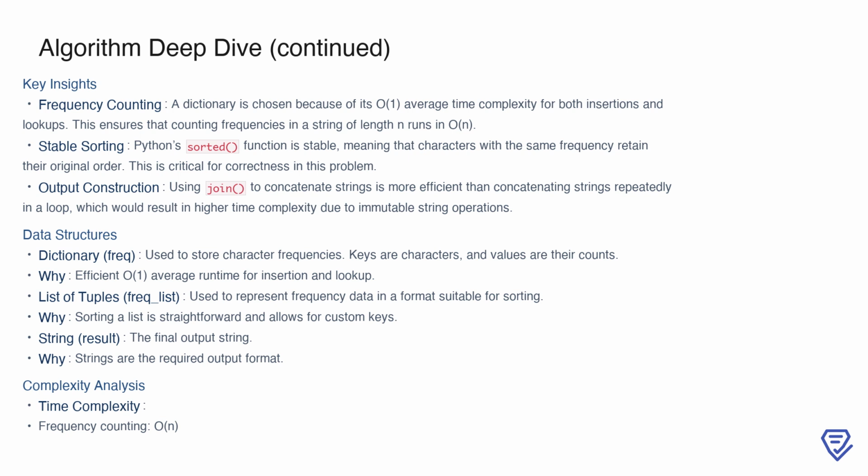Finally, constructing the output string using the join method is both concise and efficient. Unlike concatenating strings in a loop, which would lead to higher time complexity due to the immutable nature of strings, join avoids this overhead. Regarding data structures, the dictionary is used for frequency counting, a list of tuples is used for sorting, and the resulting string is the final output. Each of these structures is chosen to optimize for efficiency and simplicity. These choices contribute to the overall robustness of the solution.